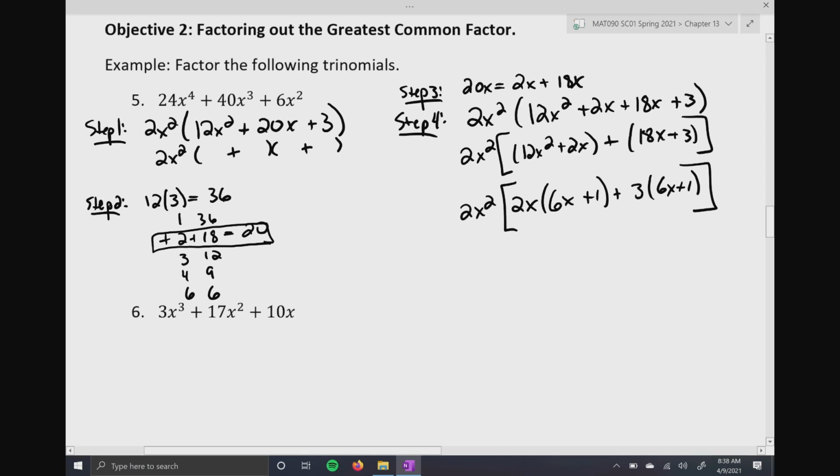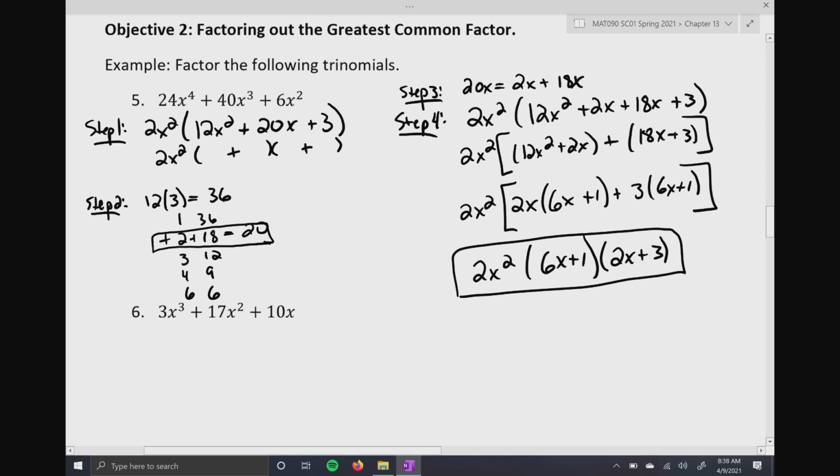I'm excited. Common binomial. For a final answer, 2x squared times the common binomial, 6x plus 1, times 2x plus 3. And there's your final result. So the only new thing in this problem, there was a GCF at the very start. That was it. There's nothing too crazy.